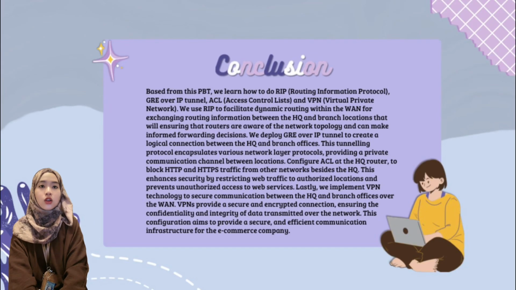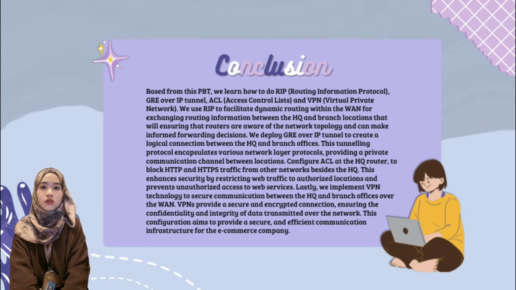The last one is the conclusion. Based on this PPT, we learned how to do RIP, Routing Information Protocol, GRE over IP tunnel, ACL, access control list, and VPN, Virtual Private Network. We use RIP to facilitate dynamic routing within the WAN for exchanging routing information between the HQ and branch locations, ensuring that routers are aware of the network topology and can make informed forwarding decisions.